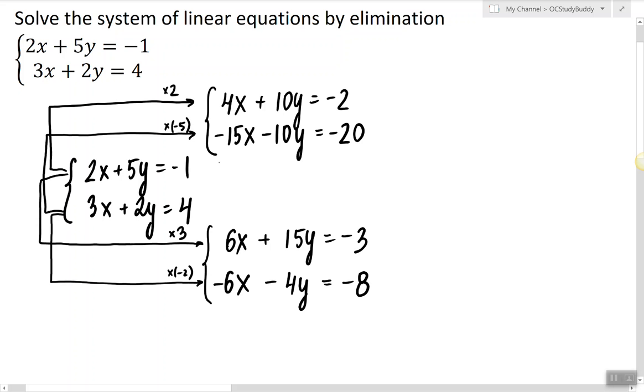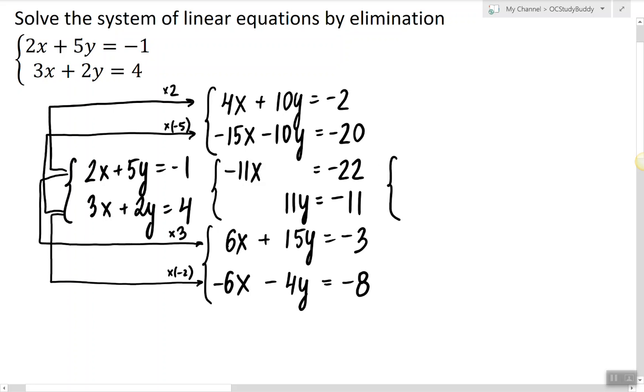Now we can add the top two equations side by side, and when we add them, we're going to get -11x. 10y and -10y cancel, and -2 plus -20 is -22. And when we add the bottom two equations, x will cancel, 15y plus -4y will be 11y, and -3 plus -8 is -11. And when we obtained each of these equations, we did this by eliminating the other variable.